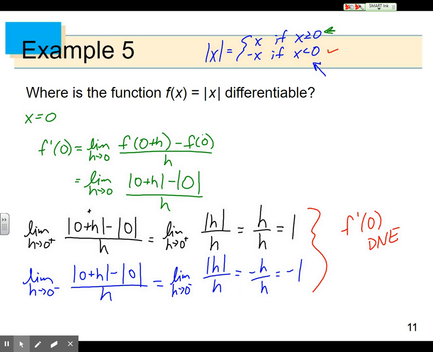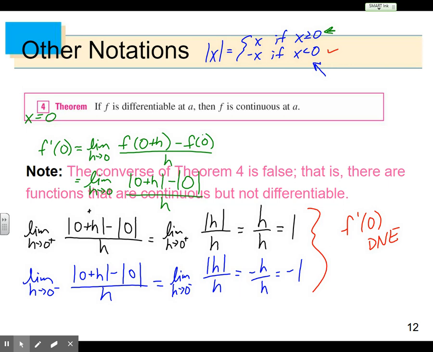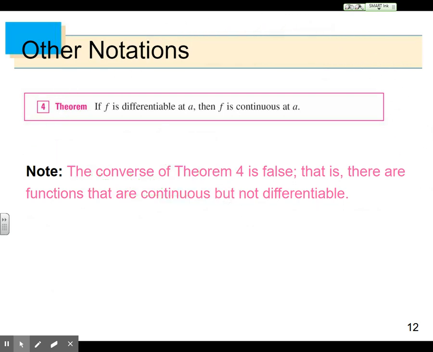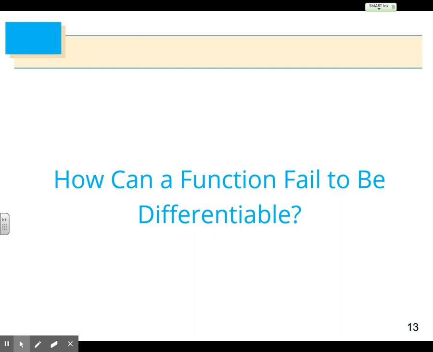And there's a reason it doesn't exist. I'm going to show you graphically why it doesn't exist here in just a minute. However, Theorem 4 states that if f is differentiable at a, it has to be continuous at a. So on that last example, we're not running into really a problem with continuity, because the absolute value of x is continuous everywhere. But if it is differentiable at a, then f has to be continuous at a. So what might be causing a function to fail to be differentiable?